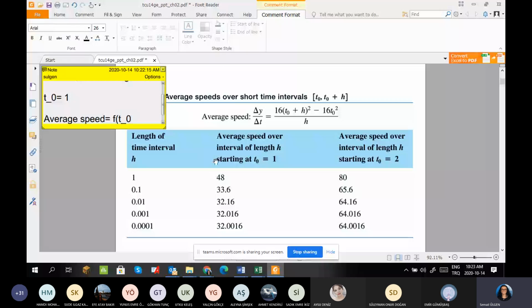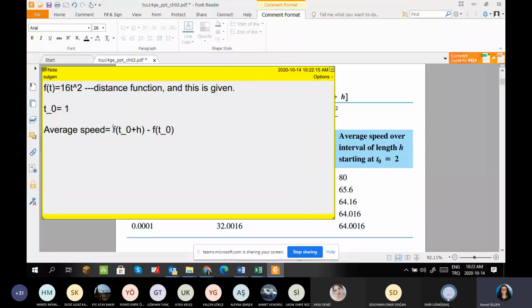So this is going to be the distance that it traveled after t naught plus h, the length of interval we add, minus f of t naught. I'm going to write it like that. Maybe I should make it a little bit bigger. I'm going to put this in brackets because I'm going to write the ratio of these two terms.